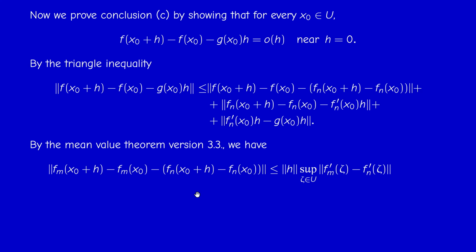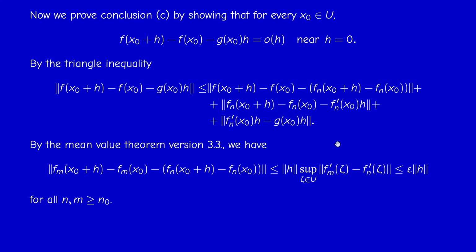Because this is just Fn of x0 plus h minus Fm of x0 plus h minus the same thing evaluated at x0. It's a norm. This is less than the distance between x0 plus h and x0, which is norm of h, times the supremum of the norm of the derivative, okay, because u is convex here. And we already know that this quantity is less than epsilon. You can take the same epsilon for n and m. So take the same epsilon, the same n0 as before.